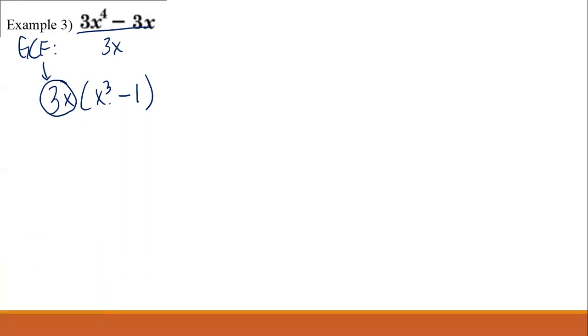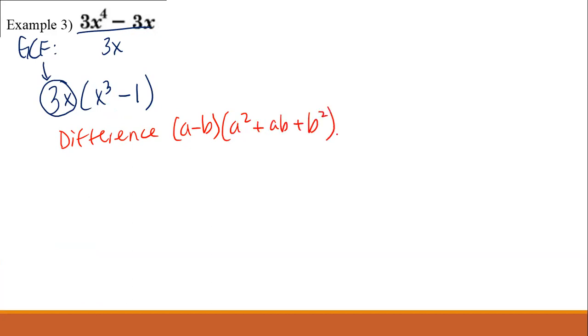So now I'm at the point where I'm like, okay, this is difference of cubes. Because it's a difference, my rule is a minus b times a squared plus a times b plus b squared. For this one, my a equals the cube root of x cubed, which is x, and my b equals the cube root of 1, which is 1.